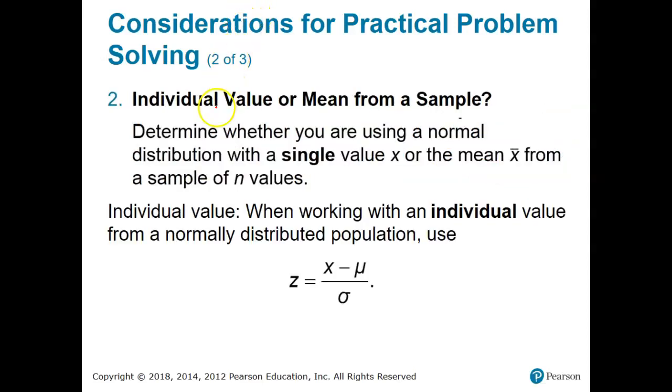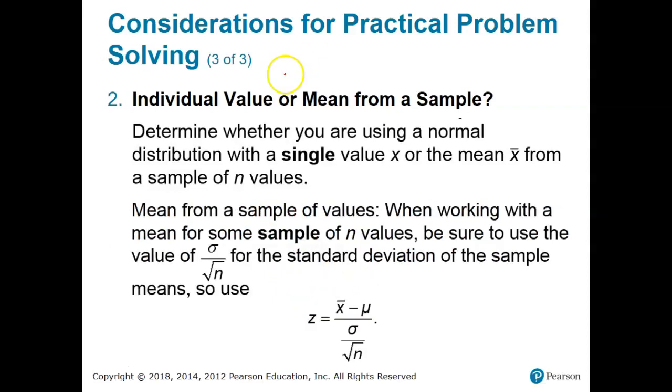You want to decide if you're working with an individual value or a mean from a sample. If you're working with an individual value, then you're going to use a z that is x minus mu divided by sigma. If you're working with the mean from a sample, then you're going to have to change your standard deviation to be sigma divided by the square root of n, and your z is going to convert to x bar minus mu divided by sigma over the square root of n.